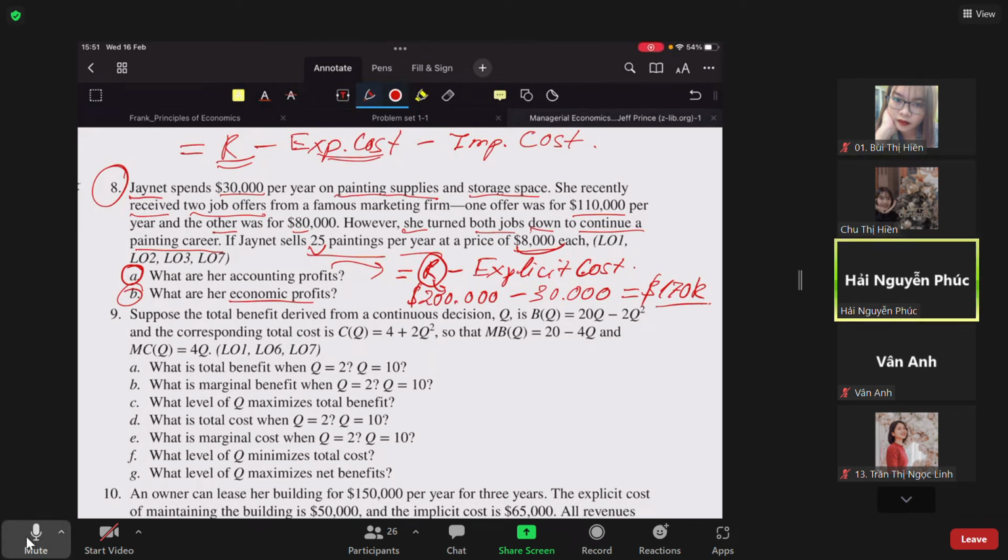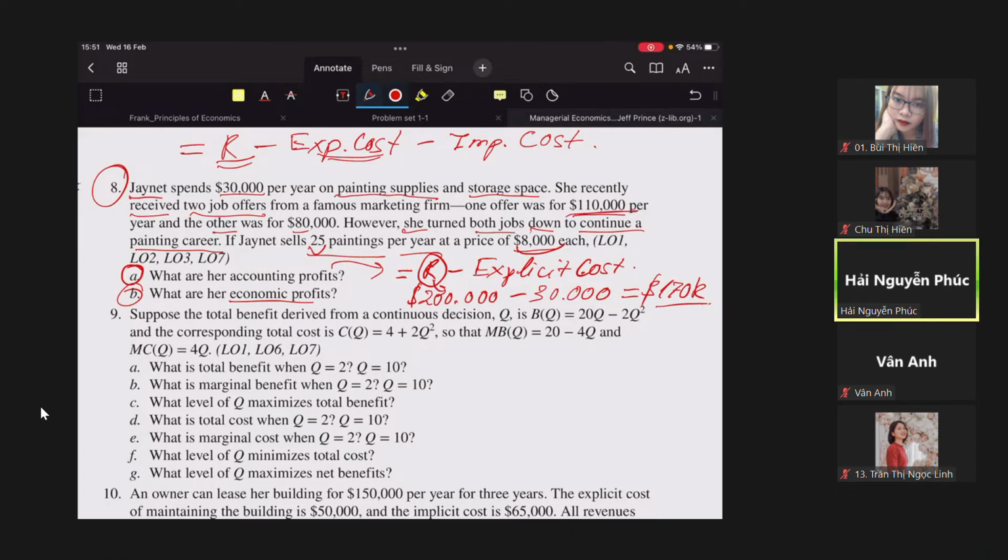Yeah, that's correct. So it is the best option that she turned down to continue her painting career. It is $110,000. So based on our calculation, you can see that the economic profit for Janet is going to be, let's say, $60,000 economic profit. That's good.